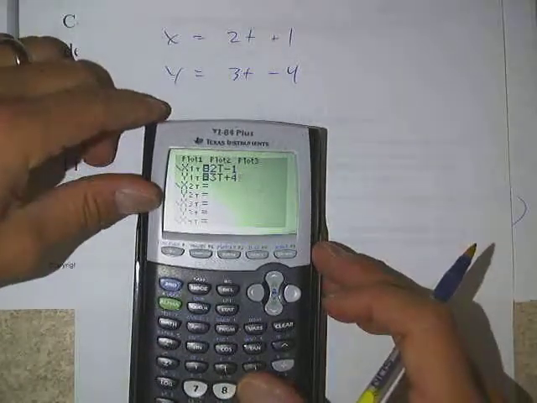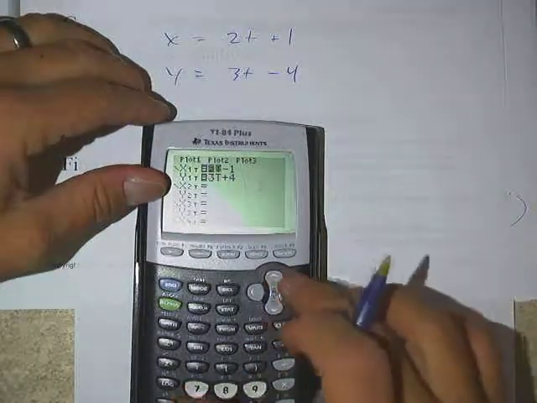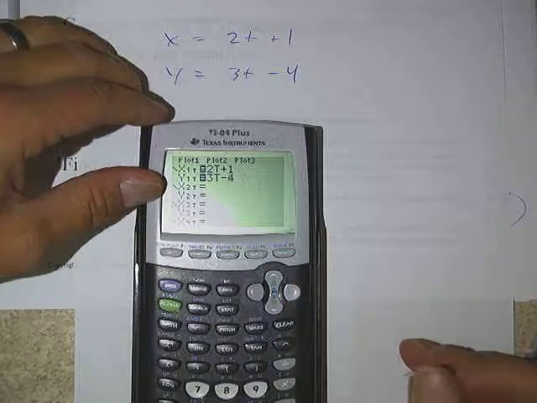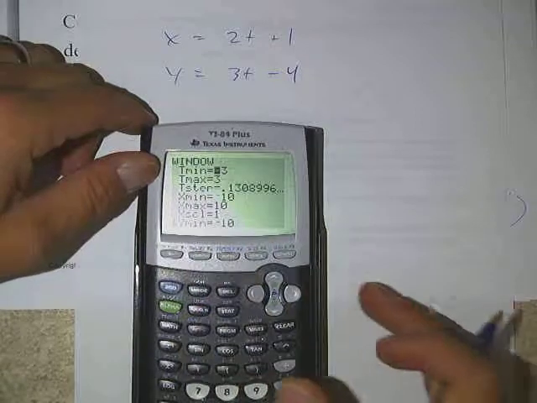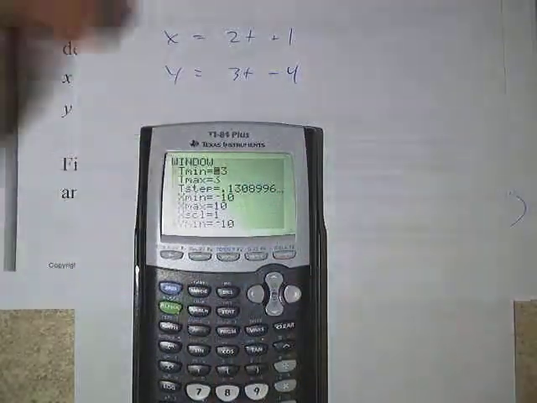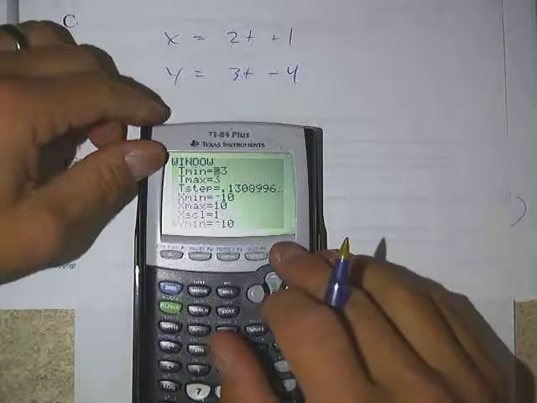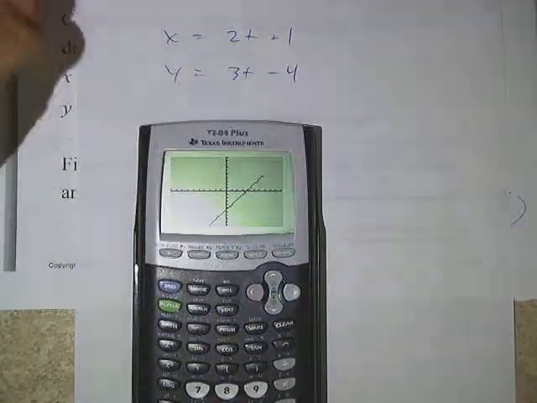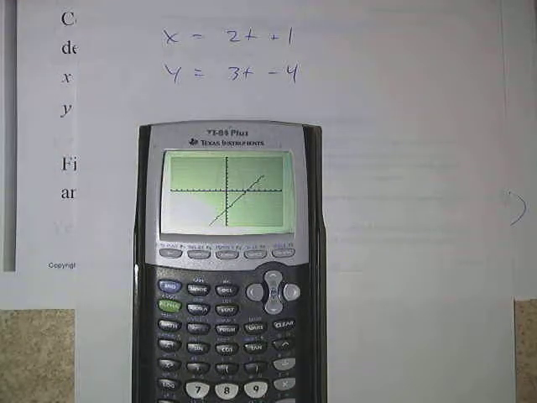If I put my calculator back in parametric mode, and I do my 2t minus 1, my 3t plus 4. Oh, you're right. If I could read my own writing, that would be helpful. Alright, and I'm going to keep my window the same. I'm just going to use -3 to 3 here.